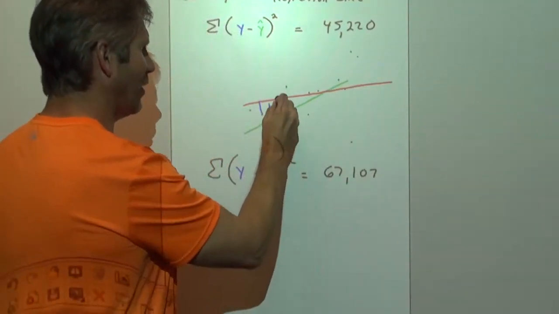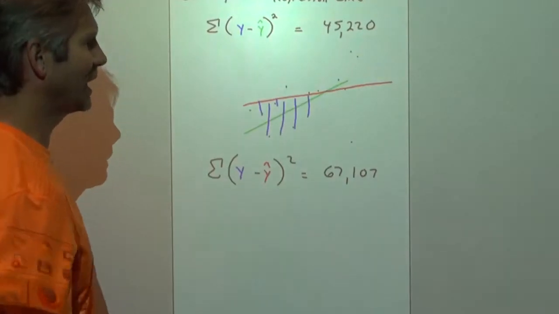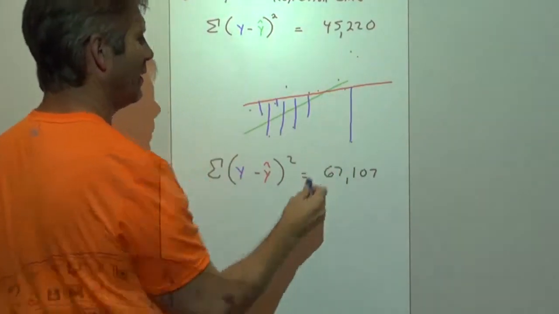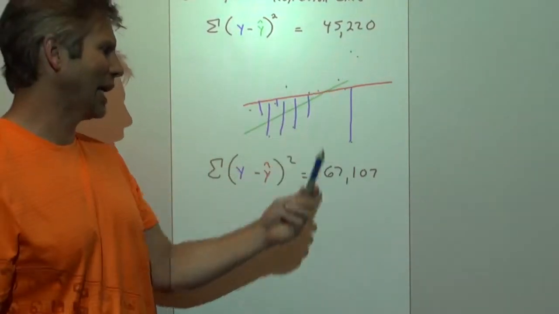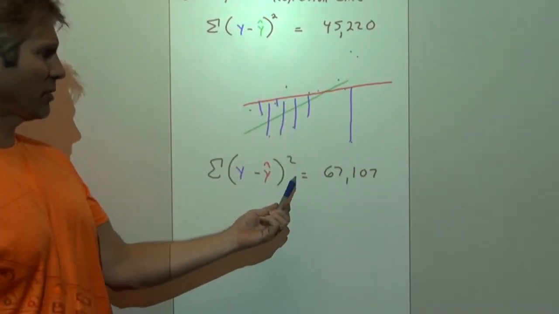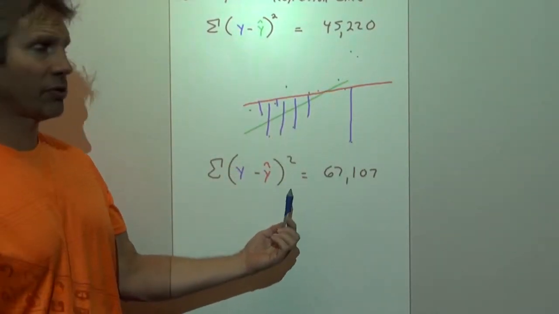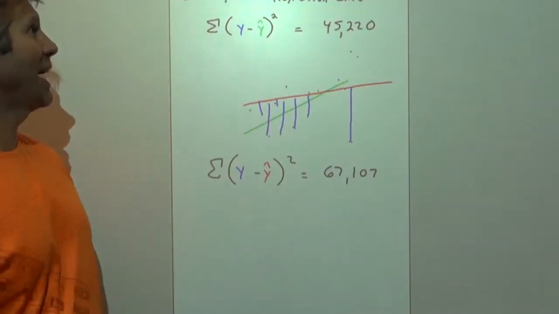There's too much error down here for that line, big error here. When you square them, you're going to get too much. So for that line, the red line, we're going to end up with the sum of the squares of the error terms, the sum of squares of residuals, being 67,000.